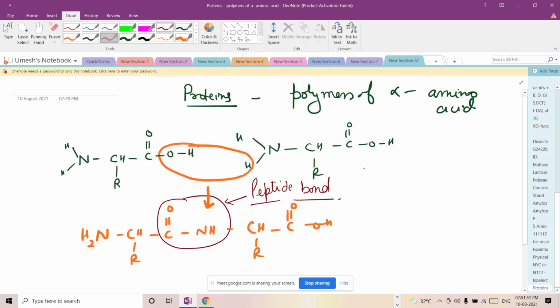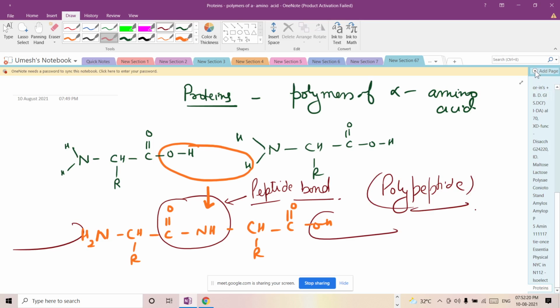If such a large number of amino acids join together, you can join from this side and then from this side, you can keep on joining. Then what will you find? You will get a long chain of amino acids, and we call this a polypeptide.